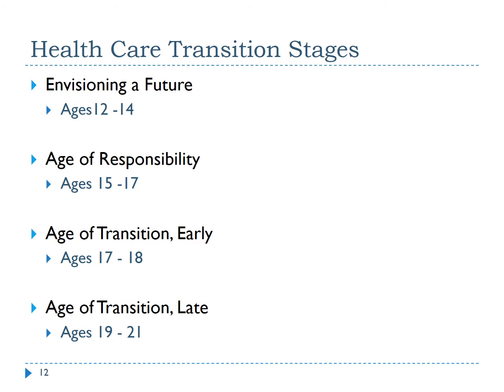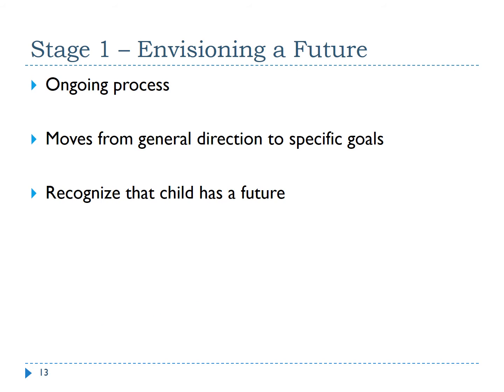Successful healthcare transition is a long-term developmental process that is comprised of 3 stages: envisioning a future, age of responsibility, and age of transition. The age of transition is divided into 2 phases, early and late. The age ranges for the stages serve as a point of reference and will vary based on the abilities of each individual student.